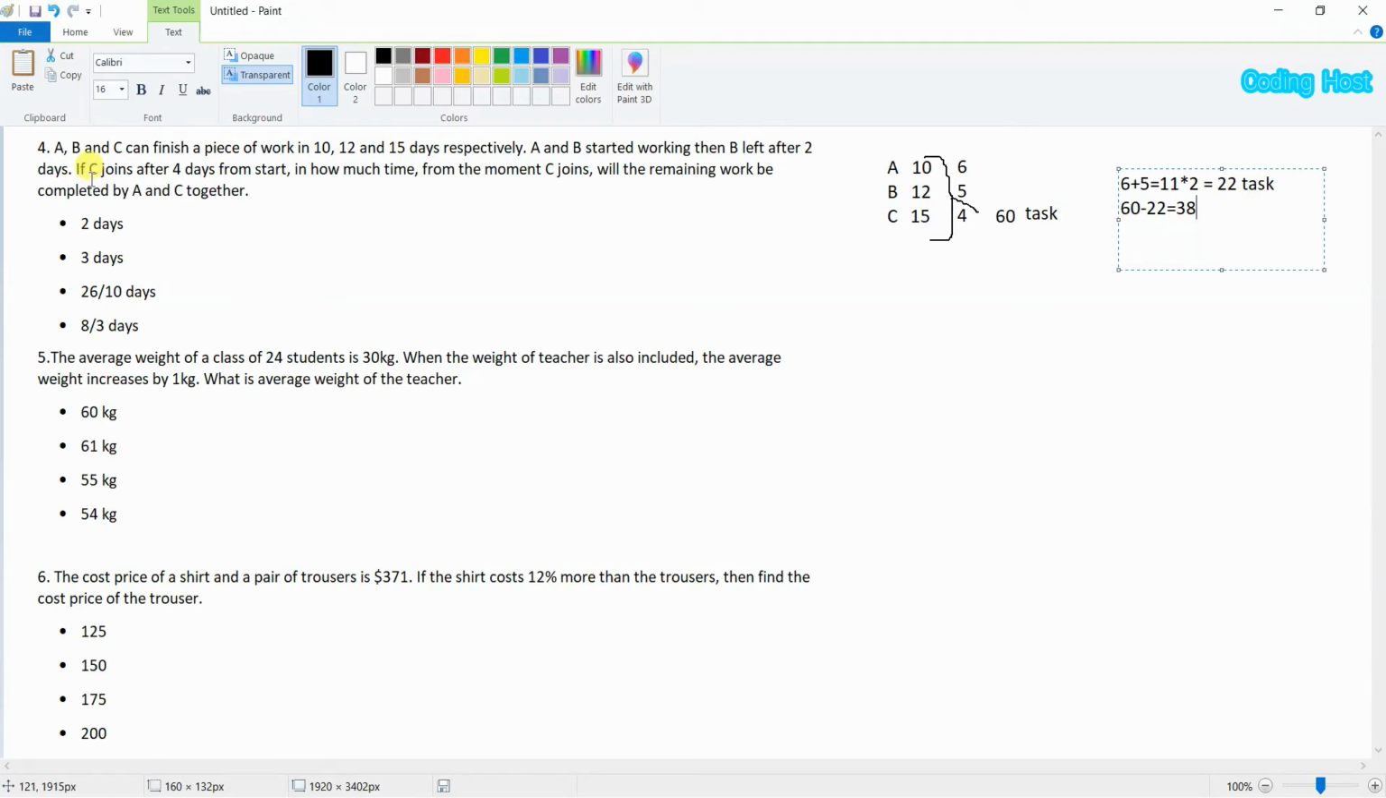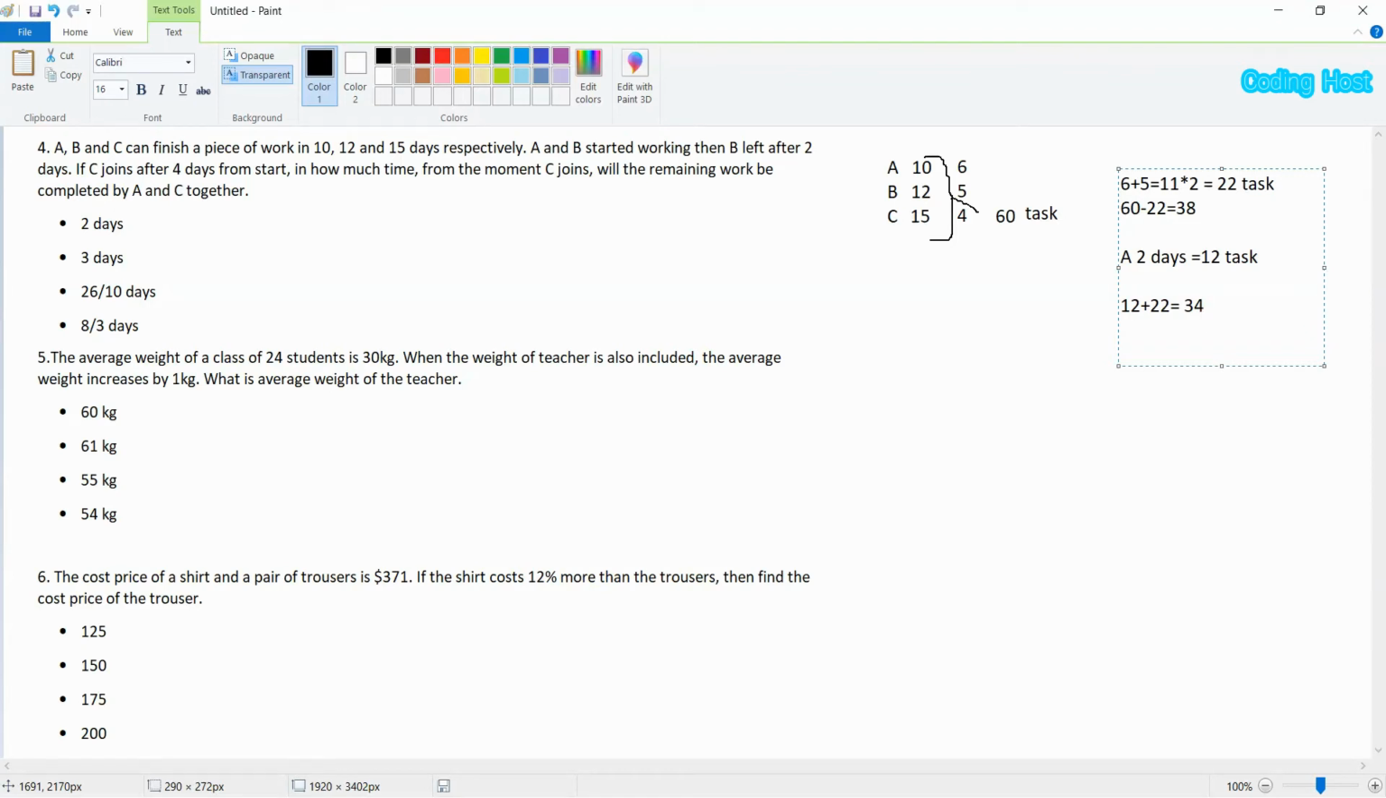After that in the question they are saying that if C joins after 4 days from start, it means that for the next 2 days A is working alone because B left. So efficiency of A is 6. So 6 into 2 is 12. So for 2 days he worked alone and he did 12 tasks. Now total tasks completed is 12 plus 22 equal to 34. So 34 tasks have been completed in 4 days.